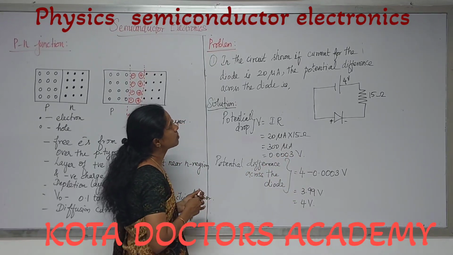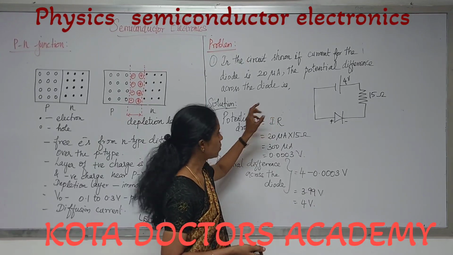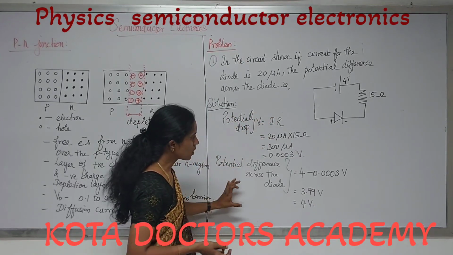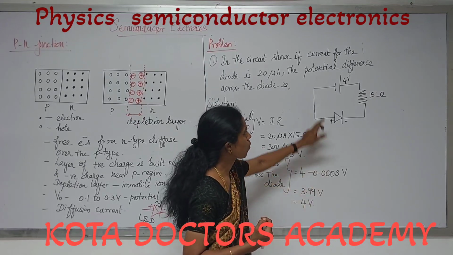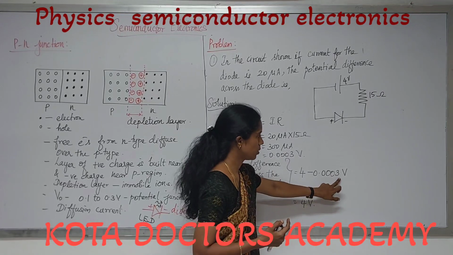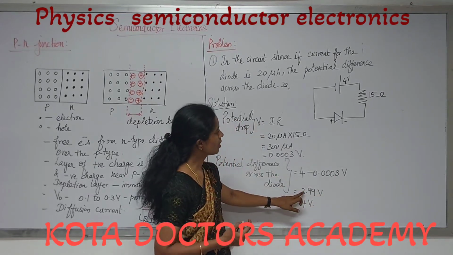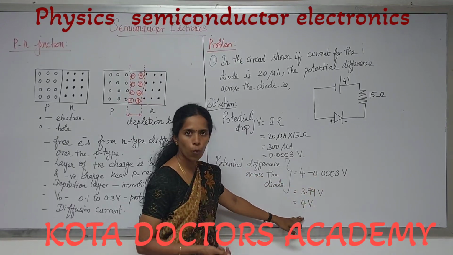Here it has been asked to find the potential difference across the diode. So this is the potential drop. The potential across the diode is found by subtracting the calculated value of 0.0003 volt from 4. The value is very small, so it is approximately 4 volt itself.